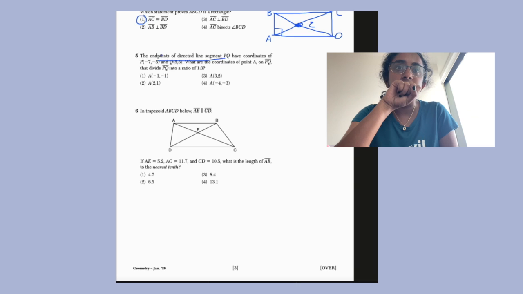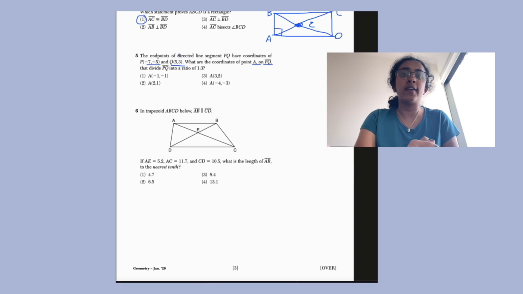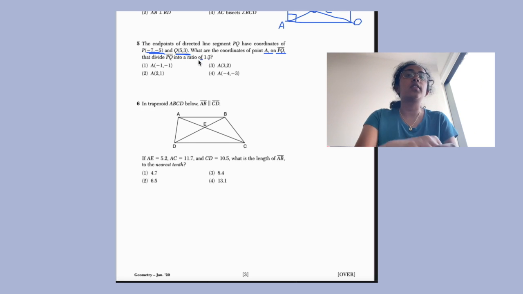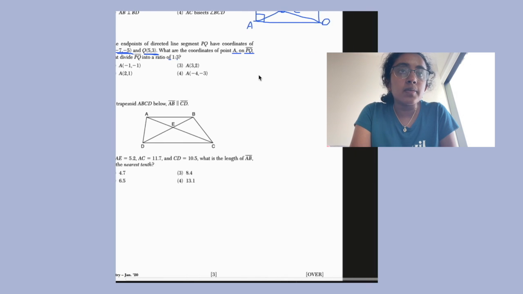The endpoints of directed line segment PQ have coordinates of P 7, 5 and Q, which is 5, 3. What are the coordinates of point A on PQ that divide PQ into a ratio of 1, 3? We are going to find the midpoint because the midpoint's at the halfway mark. So then there has to be a point that's closer to P for it to be the ratio of 1 to 3. So yeah, let's find the midpoint.